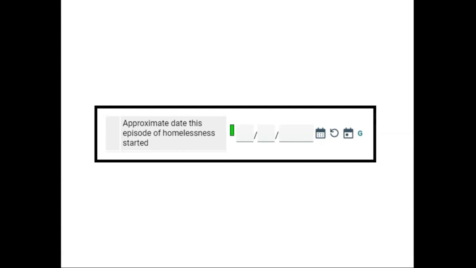As previously mentioned, the approximate date this episode of homelessness started is used to determine a client's length of time homeless. This is then used as a tiebreaker for clients on the CE list with the same CNY-VI score. An episode of homelessness is a continuous length of time in literally homeless situations, not broken by any periods of 7 or more days in a non-homeless situation, or by any periods of 90 or more days in an institution such as jail, a hospital, or rehab.